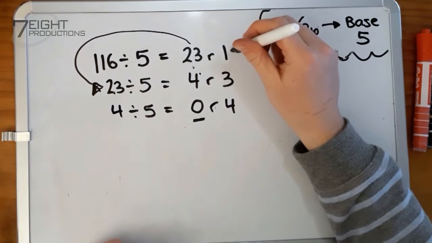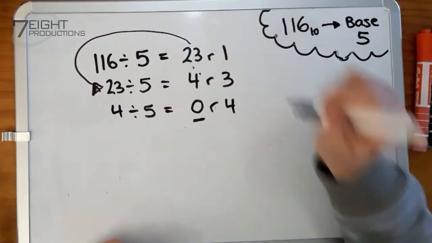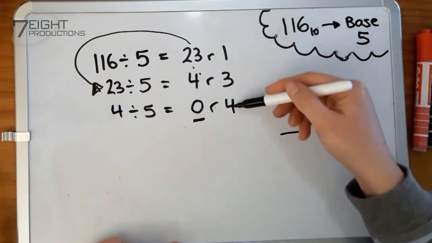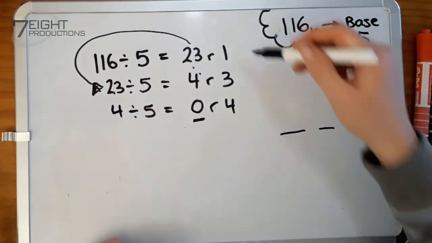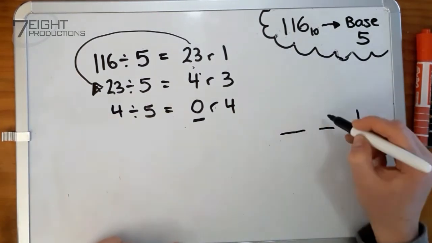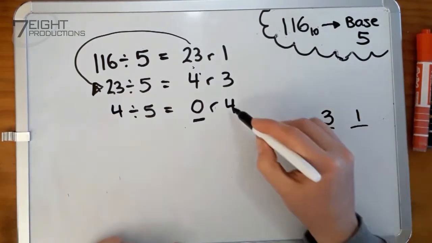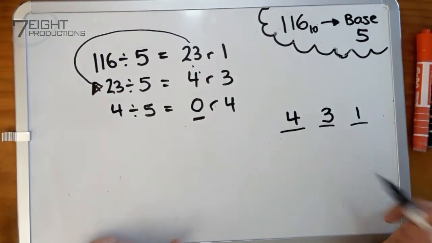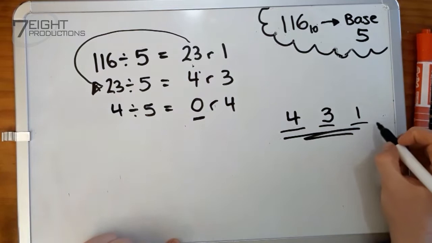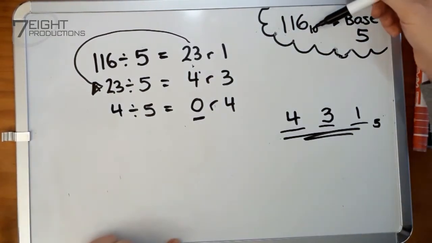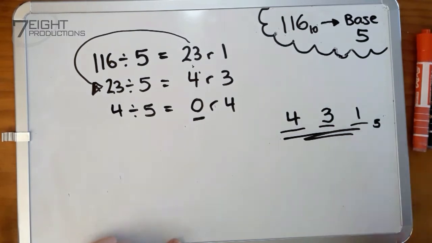And we're going to start with this one number first, and it becomes our last number. So if I draw 3 dashes, because we have 3 remainders, I take this one and I write it first, 1. I take the second one and I put it second here, and then I write this one here. And there we have it. There's our final answer. This is in a base 5 system. 116 base 10 is equal to 431 in base 5.